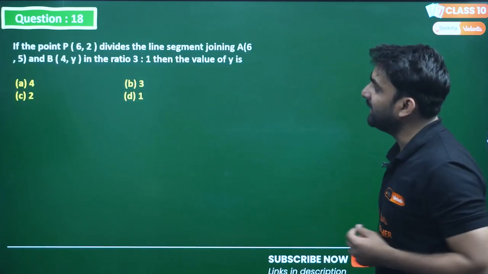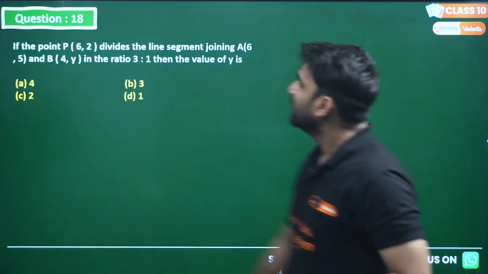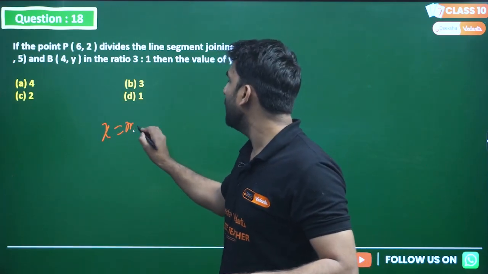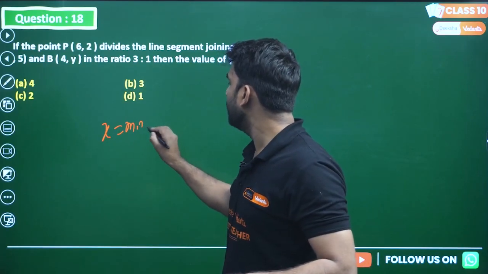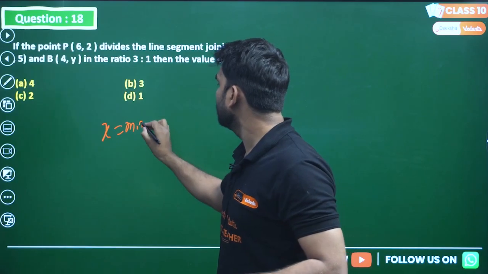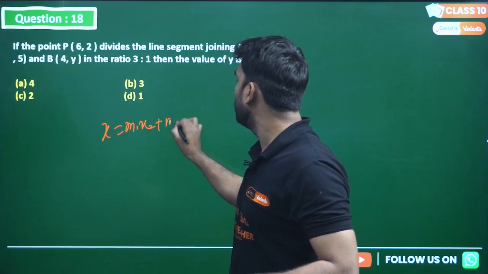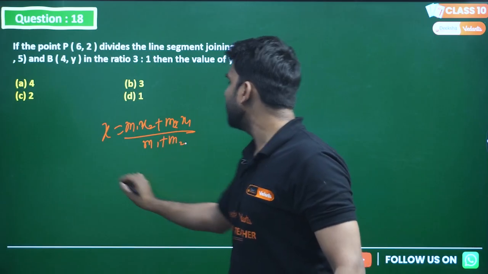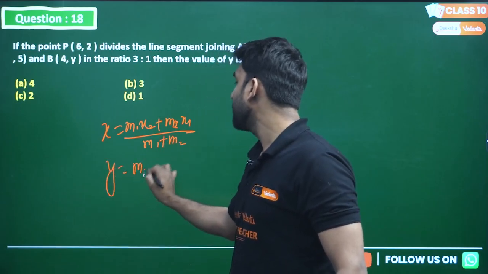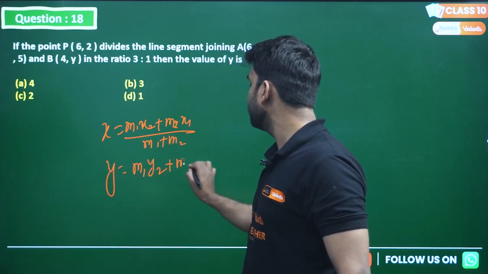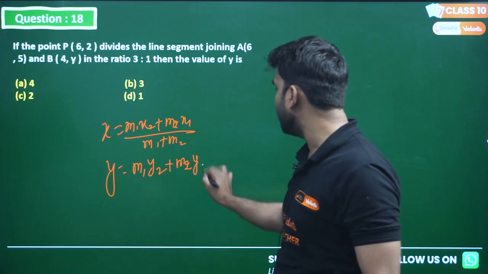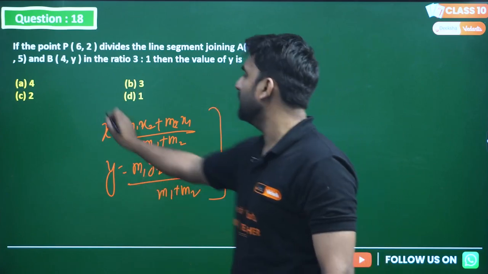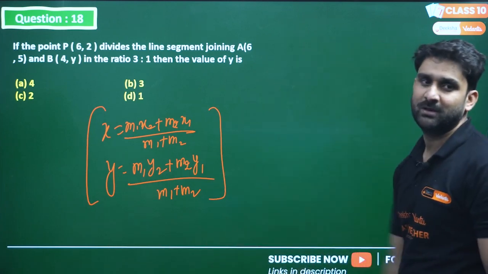Okay, question number 18. If the point divides the line segment, so this is basically the section formula. Use the section formula for x: m1 x2 plus m2 x1 divided by m1 plus m2, and for y: m1 y2 plus m2 y1 divided by m1 plus m2. First read the question carefully, my dear. Don't be in such a hurry. First read the question carefully, then you can use the section formula, my dear.